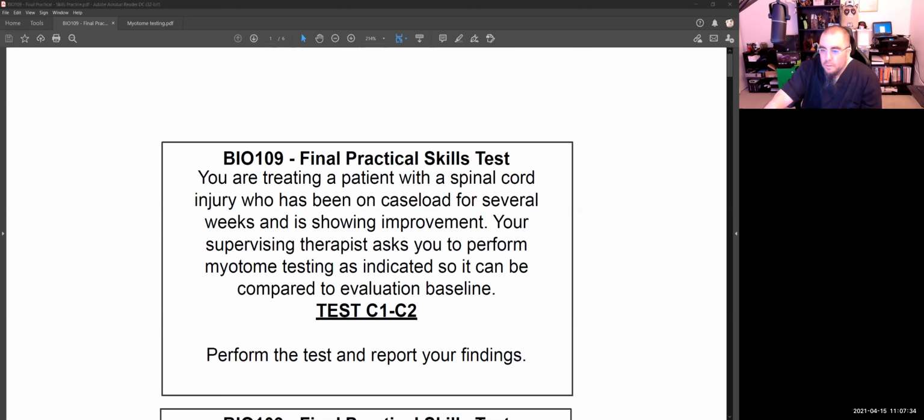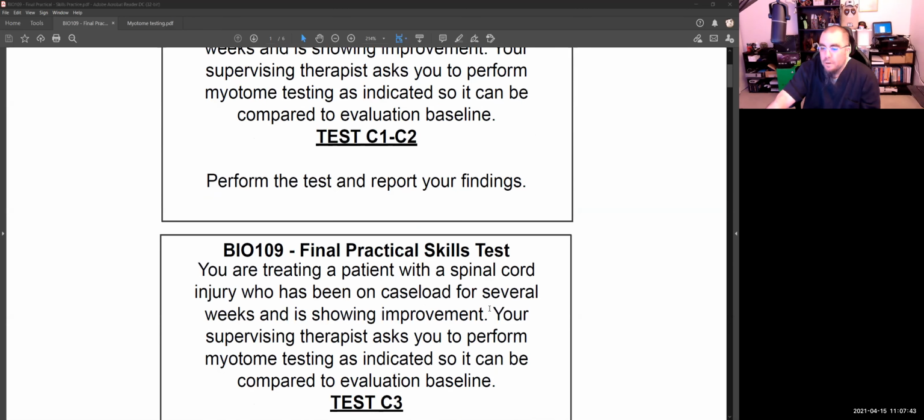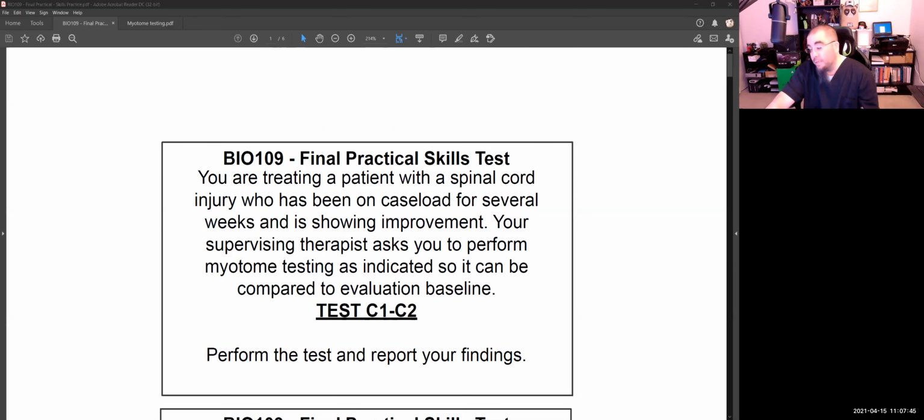So this practical is primarily consisting of muscle or myotome testing, right? So it's got most of your myotomes that are on there. It's got some cranial nerve myotomes as well that go along with that, right? So the main idea here is just making sure that you understand what the myotomes are.